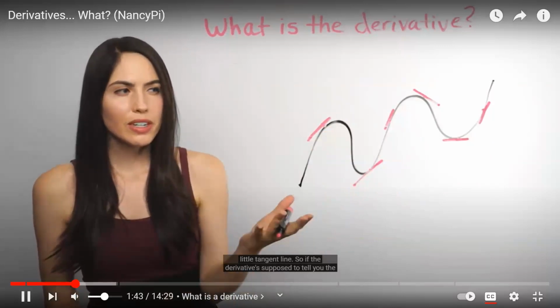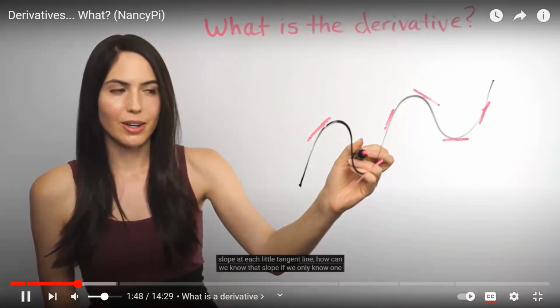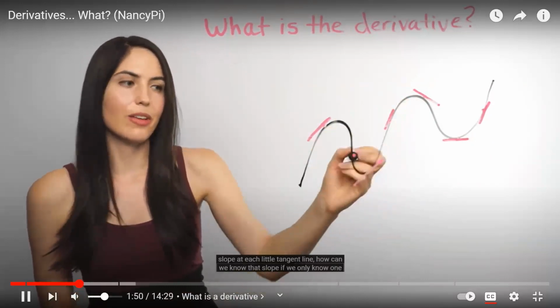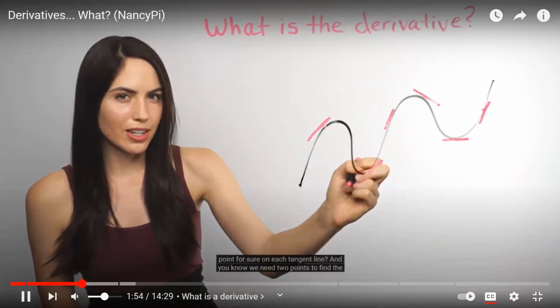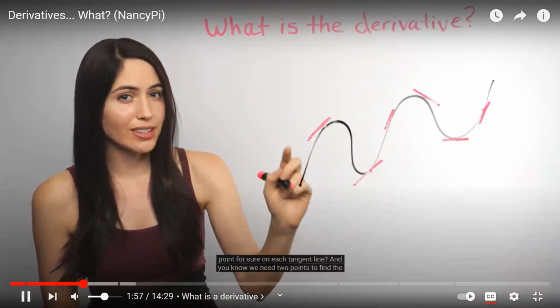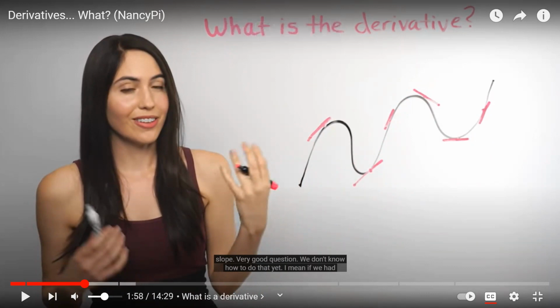So if the derivative is supposed to tell you the slope at each little tangent line, how can we know that slope if we only know one point for sure on each tangent line, and you know we need 2 points to find the slope? Did you get that? To know the slope, how many points do we need to have? Well, definitely you need to have 2 points to just draw a line. Am I right?